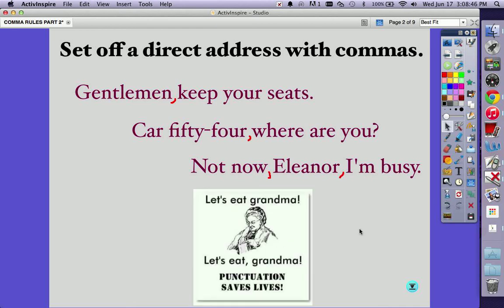Not using commas correctly with direct address can result in a problem like this. Instead of saying, "Let's eat, comma, grandma," we end up with this sentence here, "Let's eat grandma," and that could be a pretty horrible situation. Use a comma correctly with direct address, and as the picture says, you could save lives.